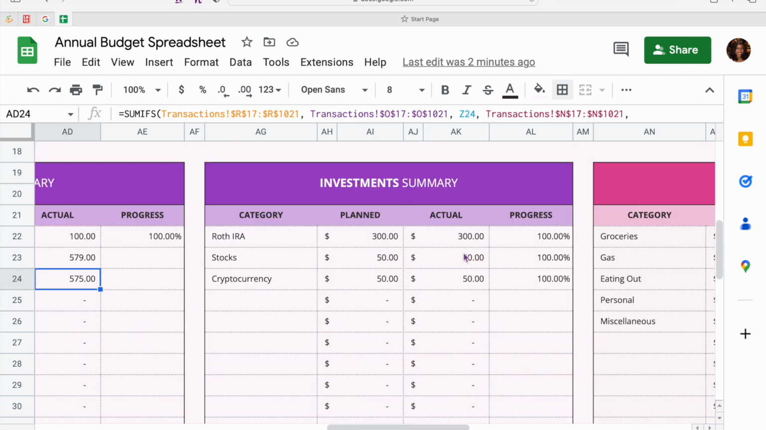$300 of that went to my Roth IRA, $50 of that went to stocks, and $50 of that went to cryptocurrency. So if you guys have been truly following me and truly paying attention, then you'll know that this number is actually wrong. So yes, I did invest $300 initially at the beginning of February. However, every week, whatever rollover money I had from my variable expenses, I was putting that into my Roth IRA as well. I did not list that on my transactions because honestly, it would have messed up my entire budget, because it would have thought that I went severely over budget had I listed it as a transaction. So I just didn't list it as a transaction here.